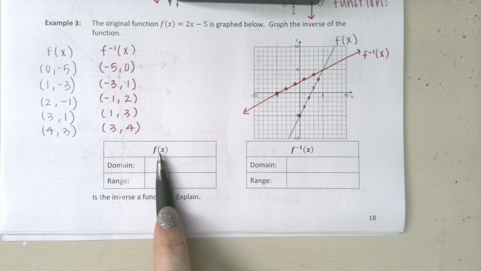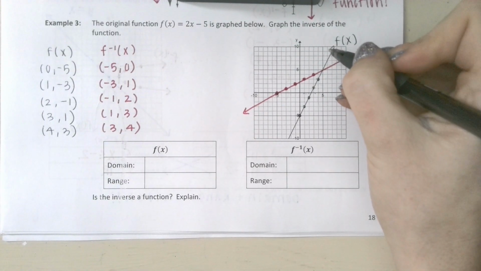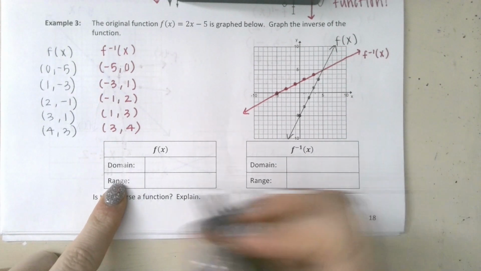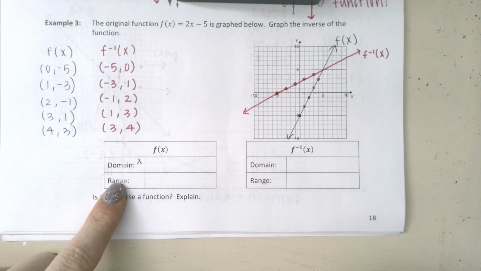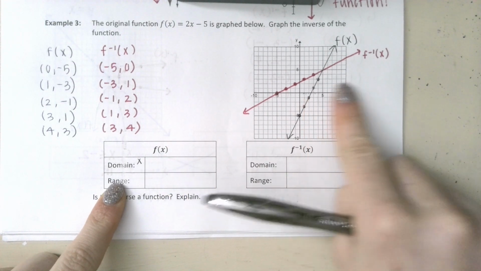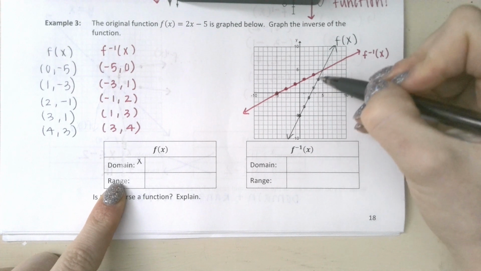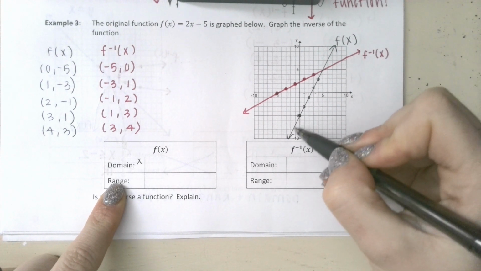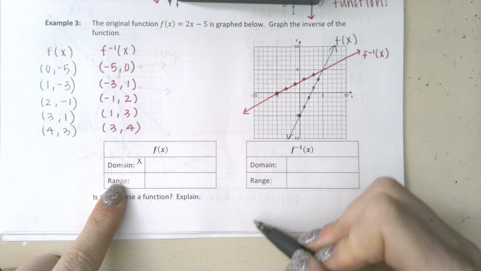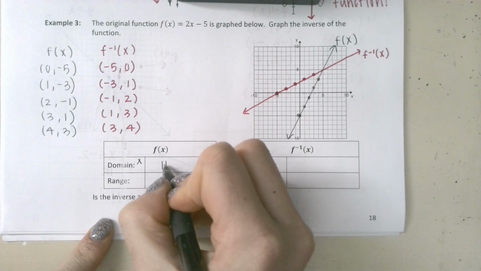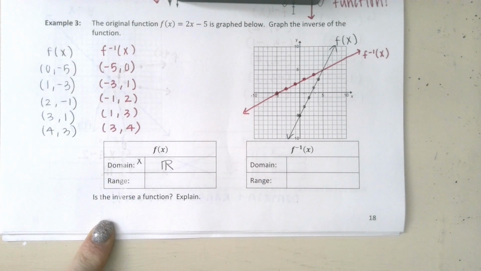Okay, looking at my original function, just f of x, so that's this one here that we have in black. We want to list the domain and range. Remember, domain deals with x values, so I'm looking left and right. It looks like there's no stopping point as I'm going to the right. This is just going to keep going up and right forever and ever. And this side's going to keep going down and left forever and ever. No restrictions, no stopping points. So my domain is all real numbers.